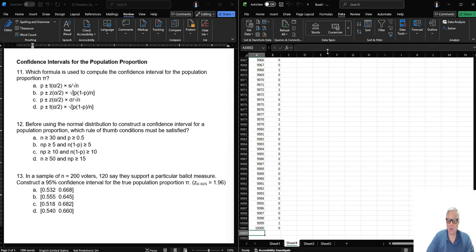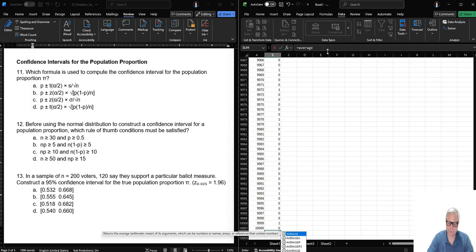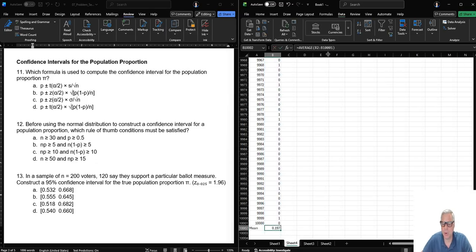Okay, so now in those 10,000 observations, we have a mean. And the mean is simply equal to the average of all those observations. And here it is 0.197. So it's roughly 0.2. If we round it, it is 0.2.